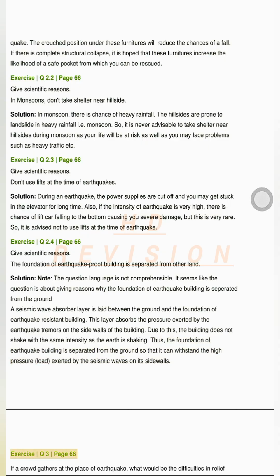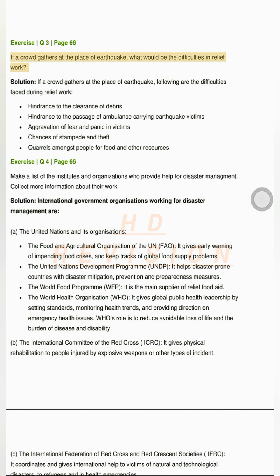Exercise Q3, page 66. If a crowd gathers at the place of earthquake, what would be the difficulties in relief work?